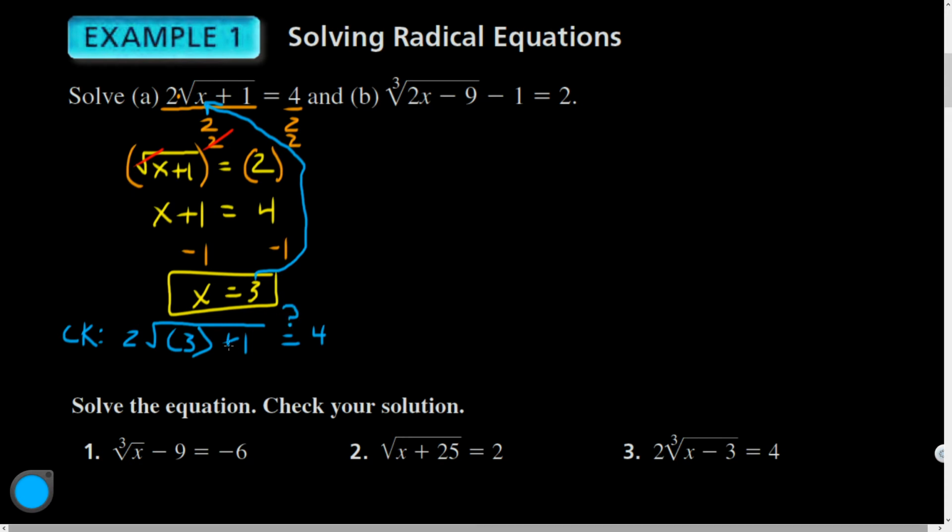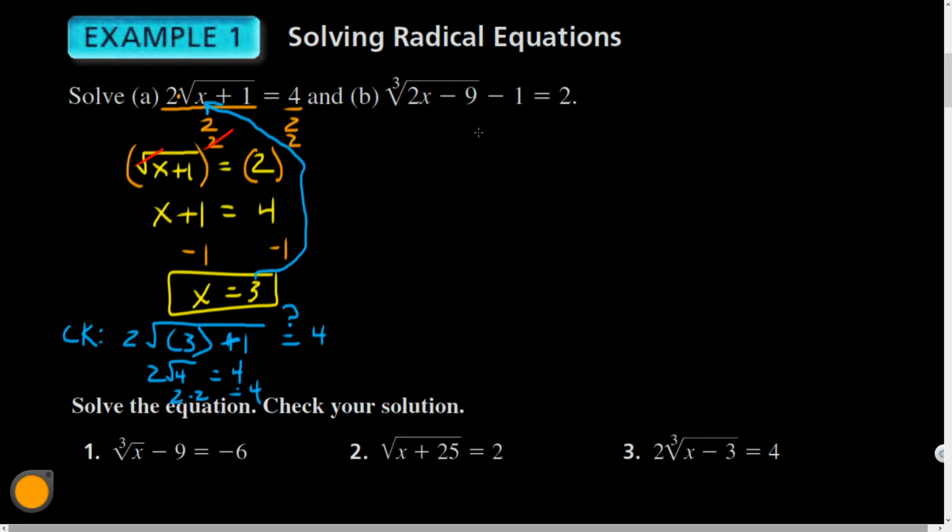Is it? And so I'd have what? 3 plus 1 is 4. Multiply that by 2. 2 times 2 is 4. So it does check out, right? Good stuff. And remember, when you're doing a check, you're not allowed to use inverse operations. You're following just plain old PEMDAS.